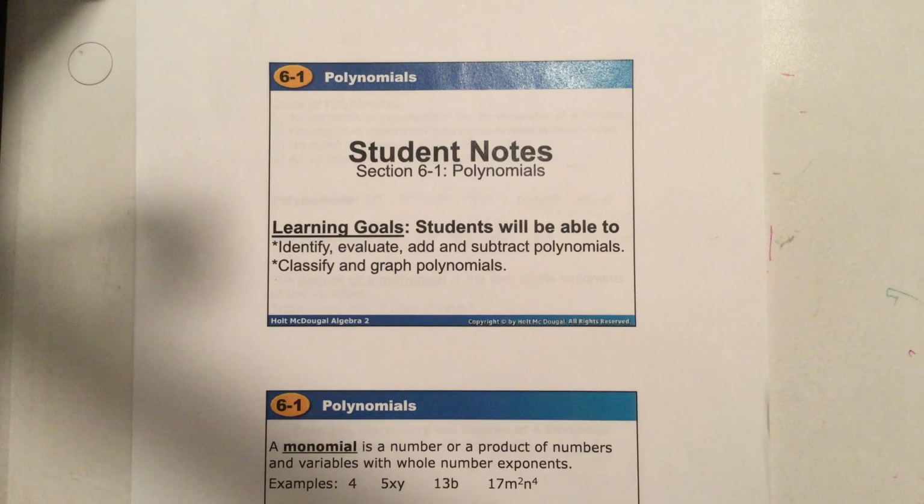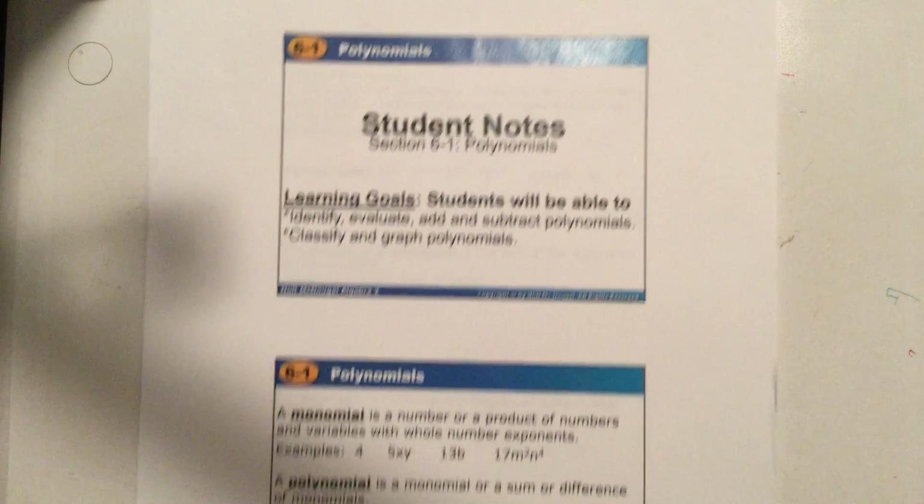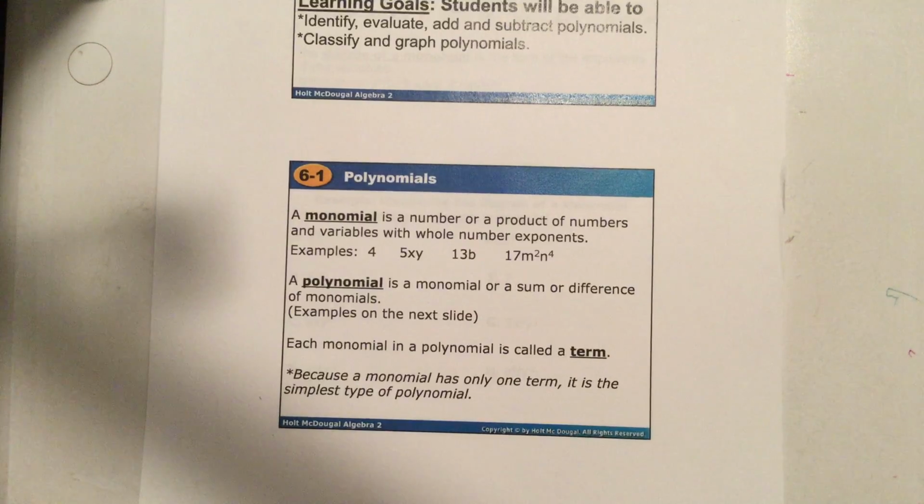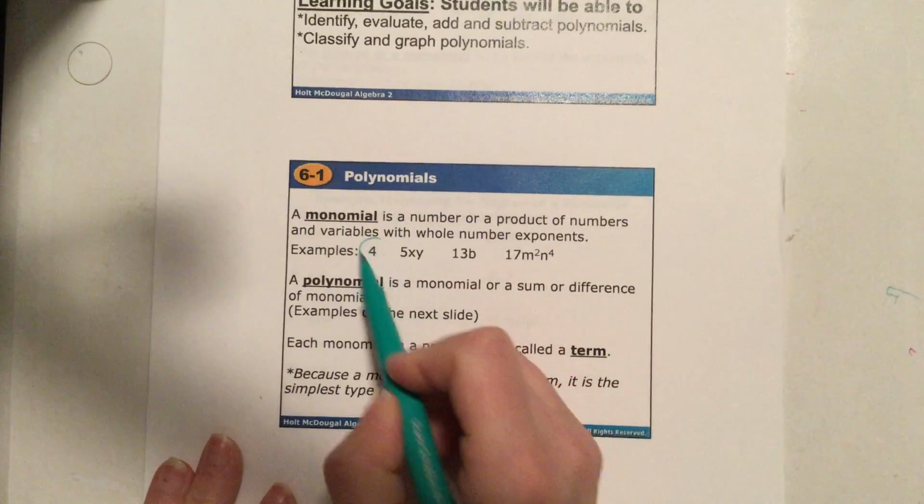Today in Algebra 2 we are going to start Chapter 6. So looking at 6.1 we will talk about something that are called polynomials. Now first off, in order to make a polynomial you need a monomial. These are examples of monomials.